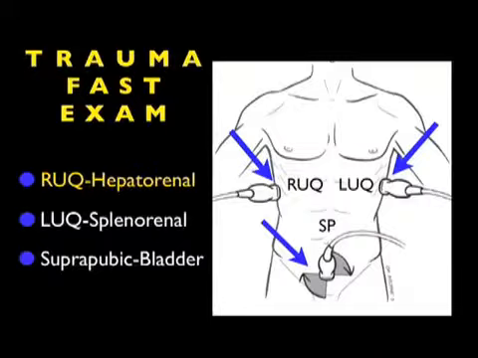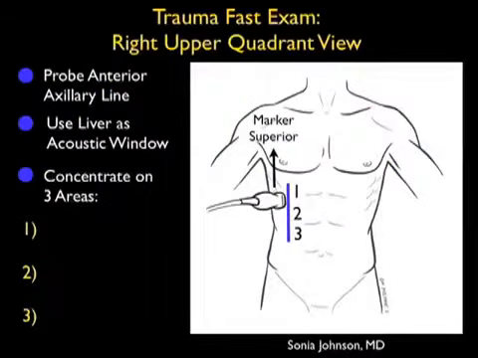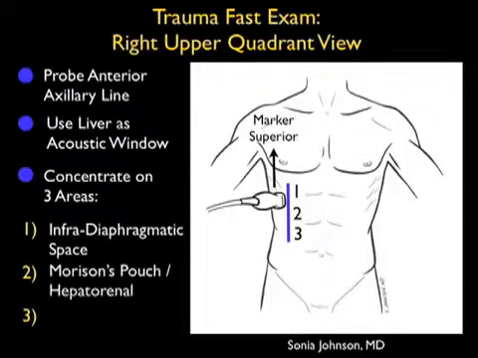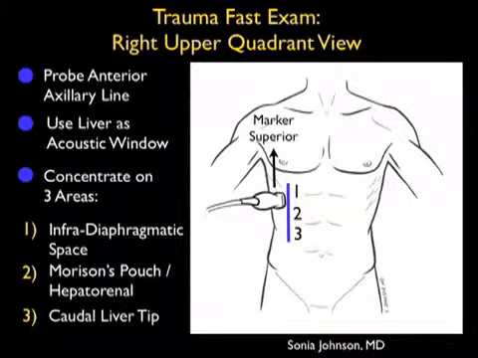So let's begin this module by going through a review of how to perform the right upper quadrant view of the trauma FAST exam. Remember that the probe is positioned in the long axis configuration with the marker dot superiorly, and that we're going to place the probe in between the ribs at about the anterior axillary line. Here we want to focus on the three areas as I emphasized in Part 1. Number 1, the infradiaphragmatic space, looking at that region just below the diaphragm and above the liver, and actually looking into the chest cavity for a hemothorax. Position 2, which is the traditional Morrison's pouch or hepatorenal interface, and position 3 to round out the exam, looking at the caudal liver tip representing the beginning of the right paracolic gutter.